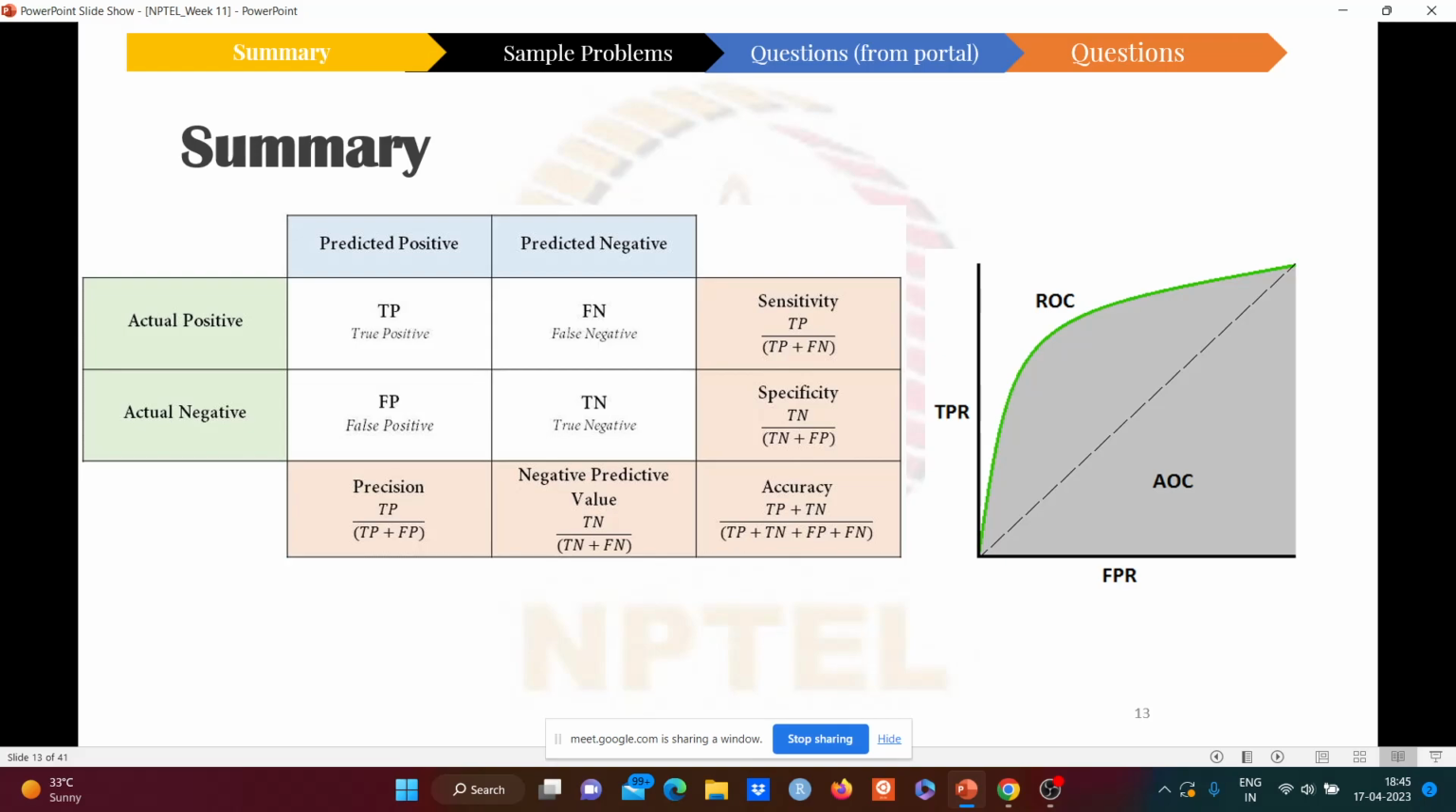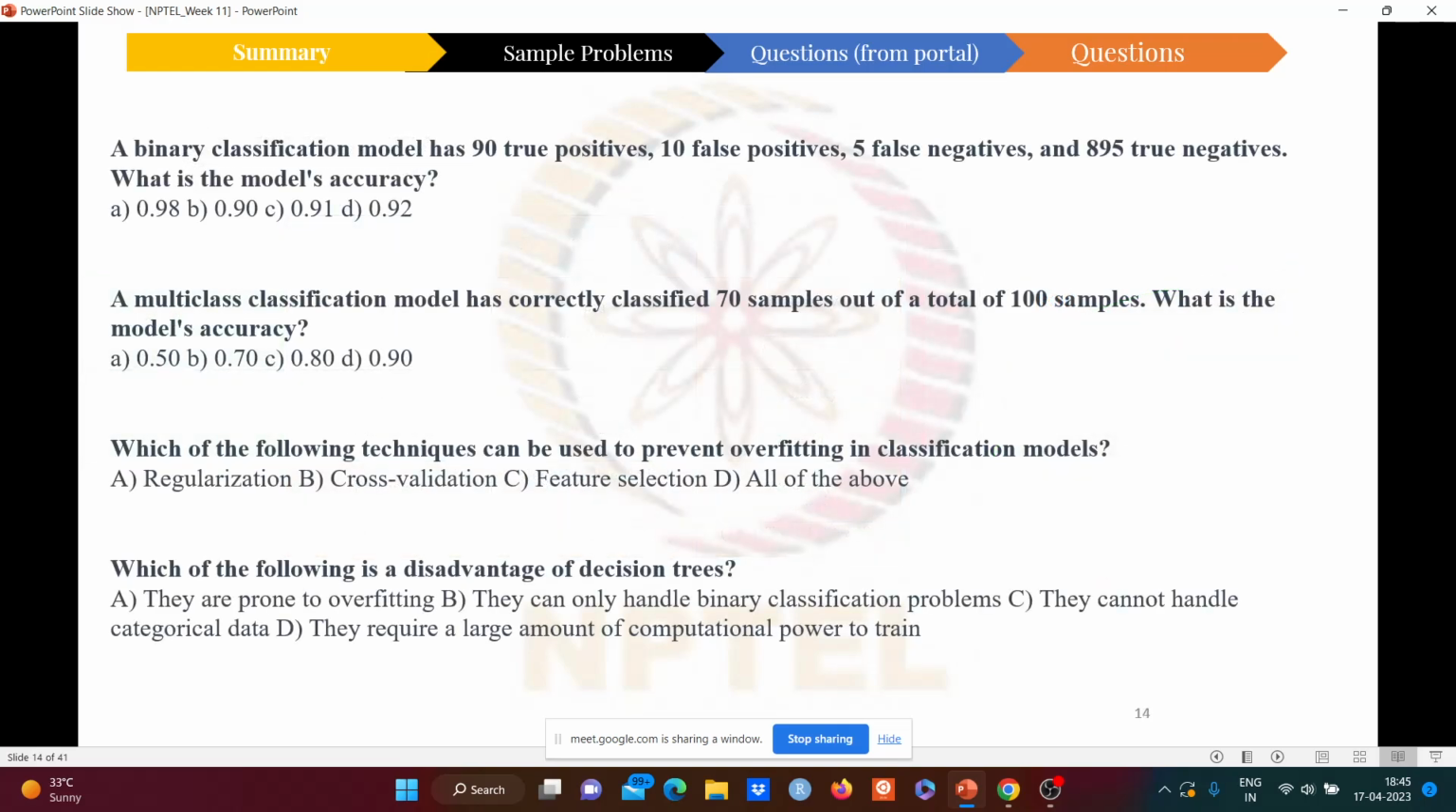So till here we are done with the classification. Here we have some questions, starting with the first one. In a binary classification model, we have 90 true positives, 10 false positives, 5 false negatives, and 895 true negatives. So can you calculate the model's accuracy?